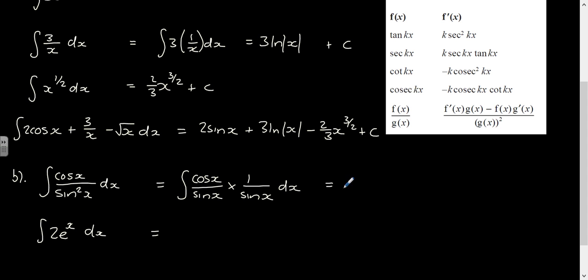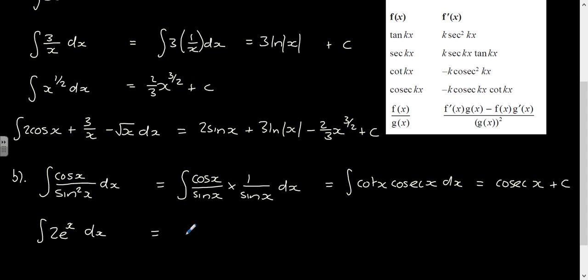So that means this becomes the integral of cot x multiplied by cosec x. Remember, cos over sine is 1 over tan, isn't it? So that's cot. 1 over sine is cosec. And that means that cosec x multiplied by cot x just integrates to cosec x. And again, we don't need any other proof for that. We're just using this standard result.